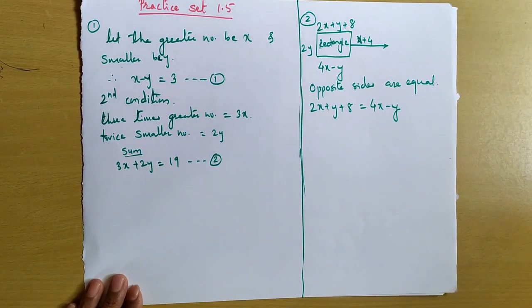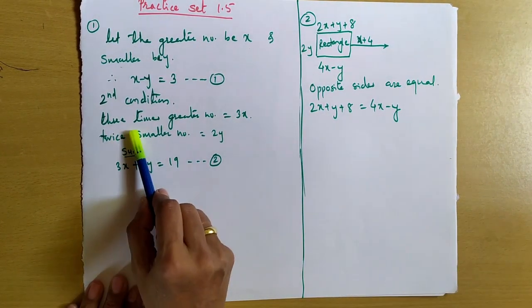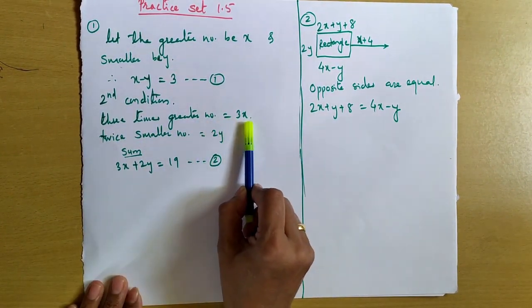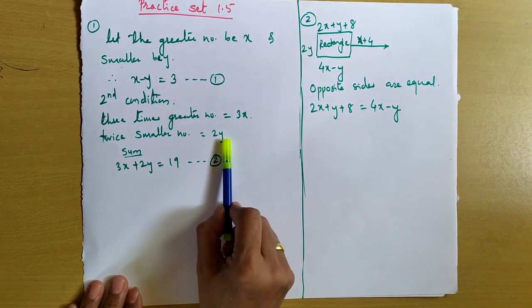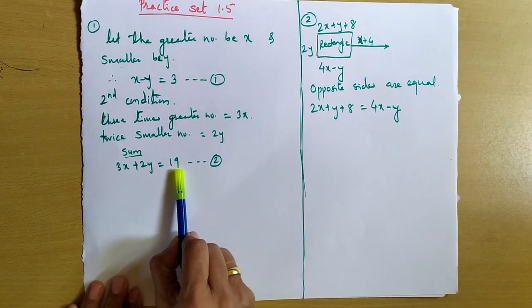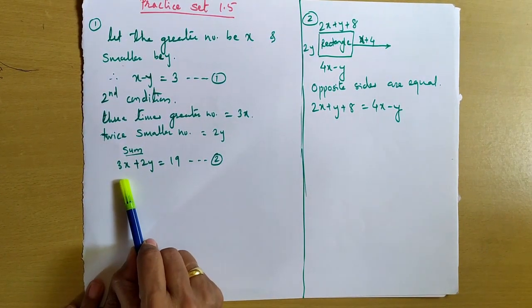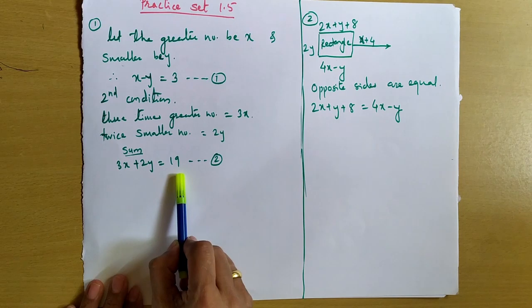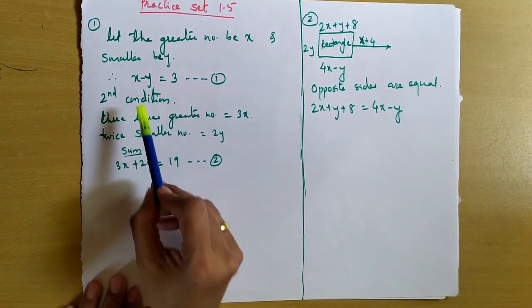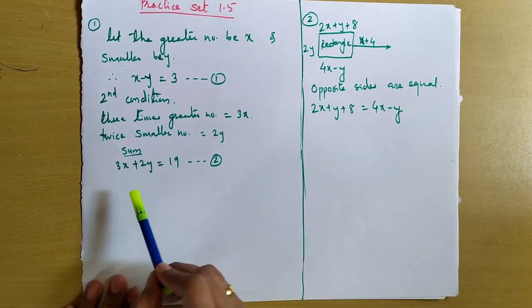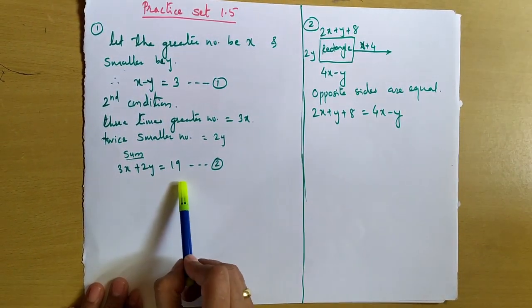Now, let us see what is the second condition. The sum of twice the smaller number and thrice the greater number is 19. That is 3 times the greater number, 3x, twice the smaller number, 2y, and their sum is 19. So the equation will be 3x plus 2y is equal to 19. Equation number 2. Hence we got two equations, that is x minus y is equal to 3 and 3x plus 2y is equal to 19.